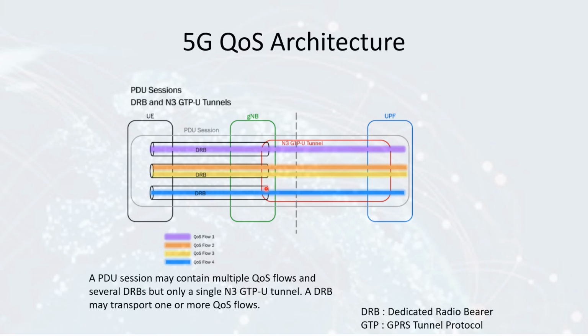So this is a common tunnel. Here it is dedicated DRBs, but here it is a common tunnel, and of course there will be a mapping of a particular quality of service flow. So this is a common tunnel, and this is a dedicated DRB for each flow.